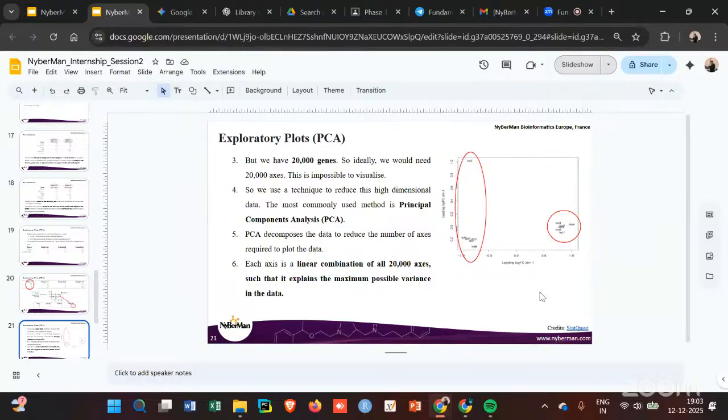So PC1 is the one that explains the maximum possible variance. PC2 explains the second most maximum possible variance. PC3 explains the third most maximum possible variance, and so on and so forth. When I say each axis is a combination of all 20,000 axes, it means that each axis tries to withhold as much information as is mathematically possible. And the amount of information each axis can withhold reduces as you go from PC1 to PC2 to PC3 and so on and so forth.